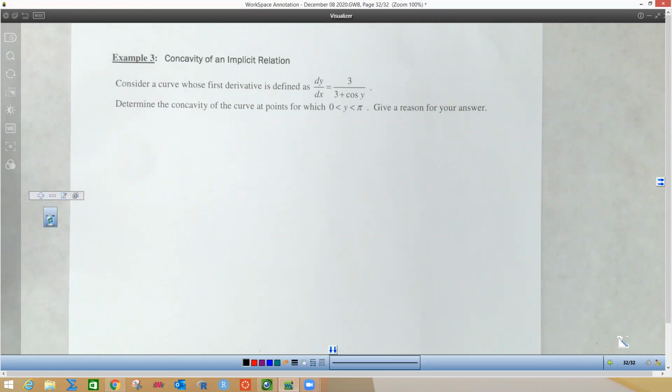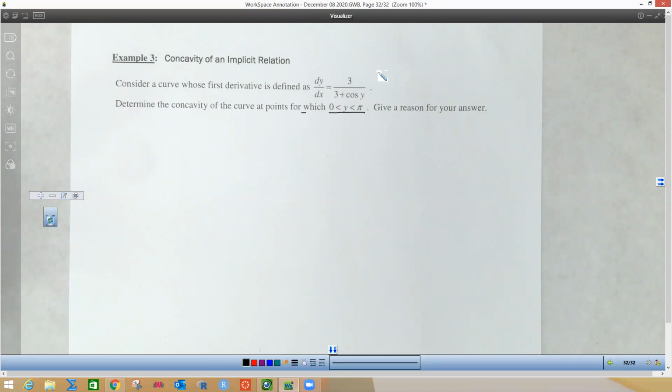Oh no, this might be the last one. It is the last one. So it says concavity of an implicit relationship. It says consider the curve whose first derivative is defined by this thing. Determine the concavity of the curve at points for which y is 0 to pi. Give a reason for your answer.